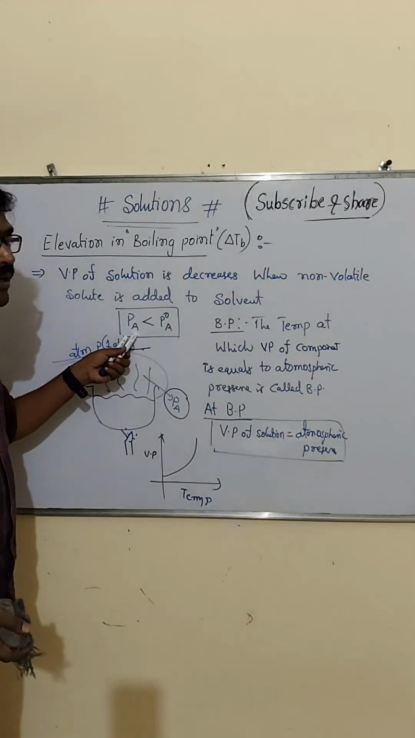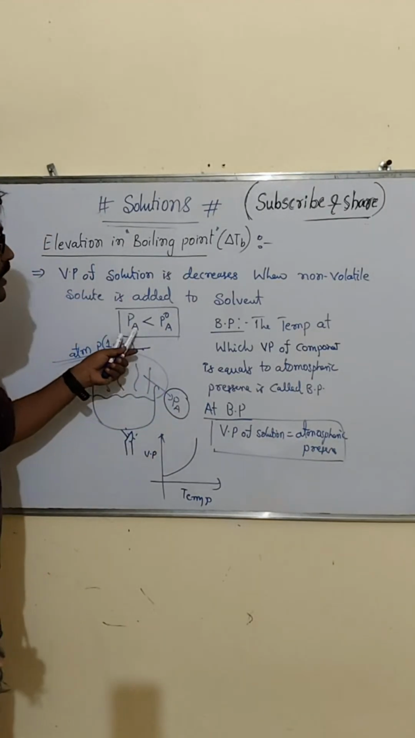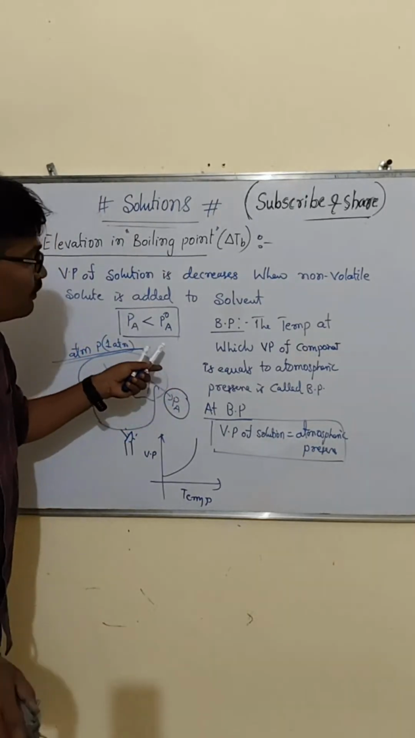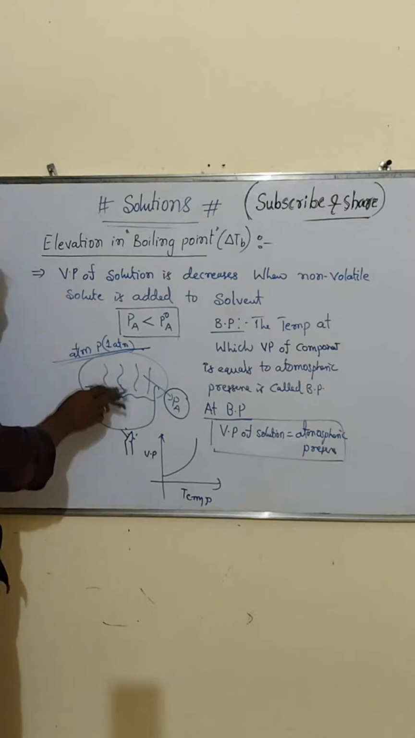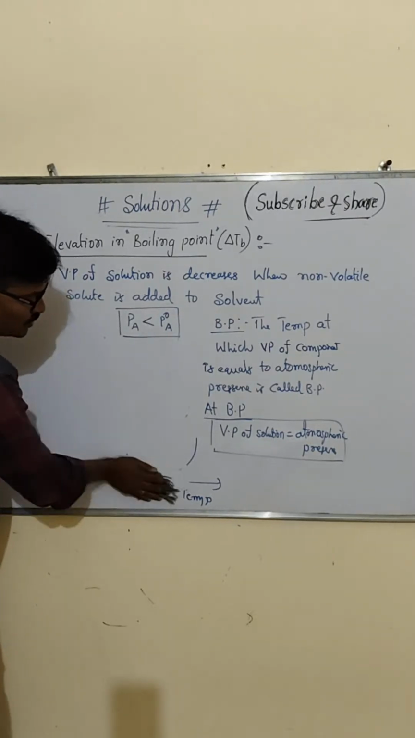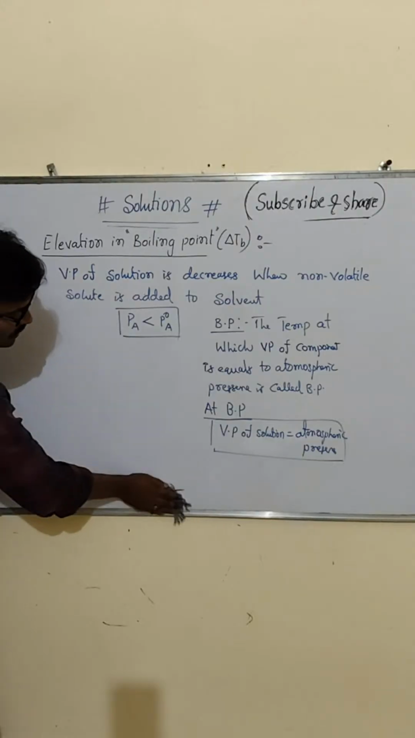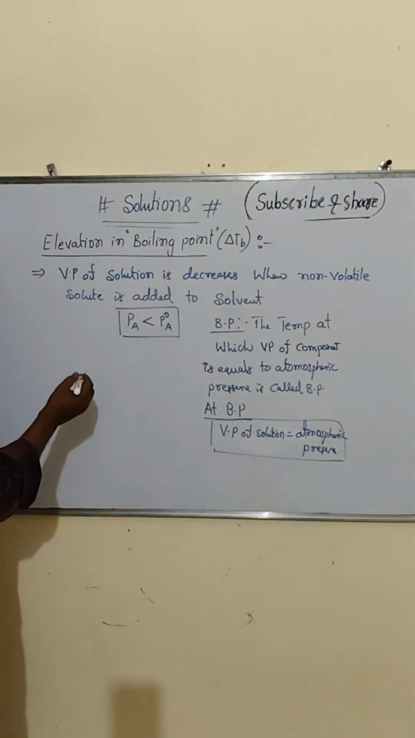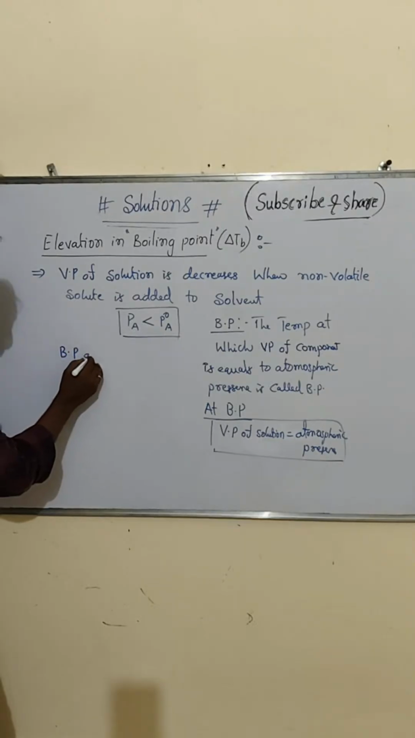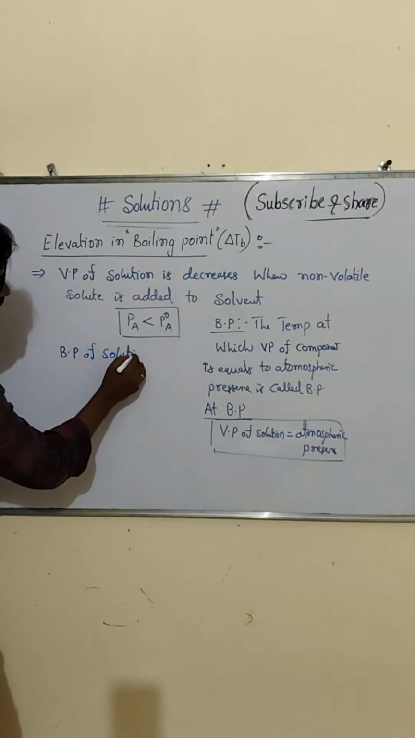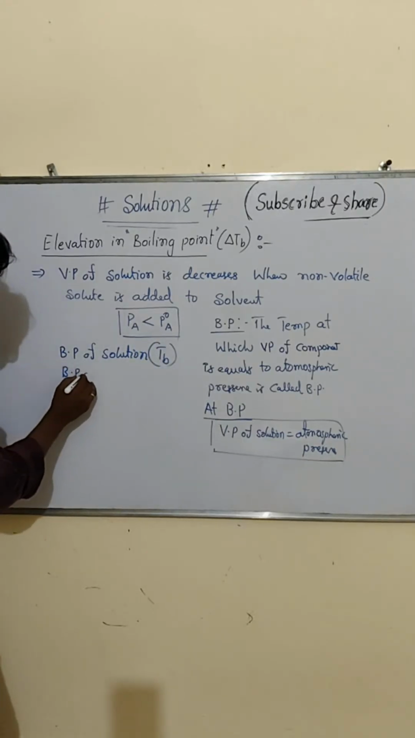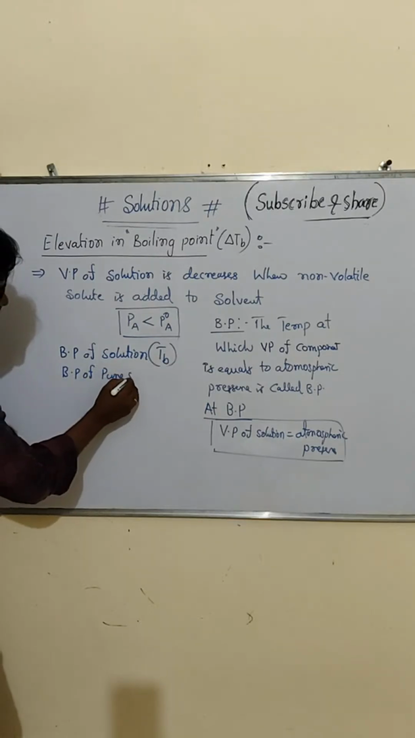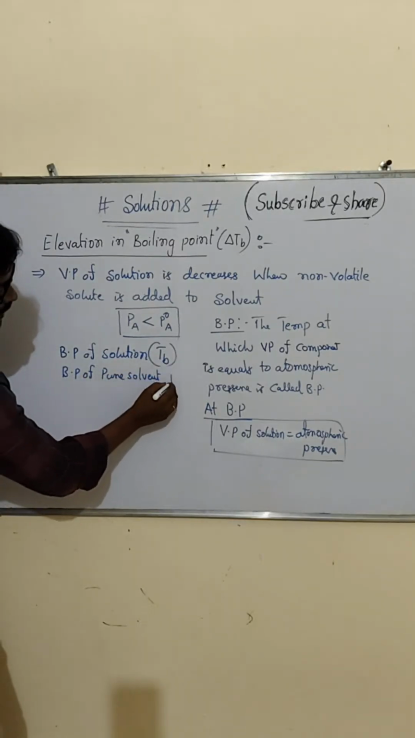So the boiling point of solution is greater than that of the boiling point of pure solvent. Wherever the vapor pressure is less, the boiling point is higher. So remember, my dear students, where the vapor pressure of solution is less, the boiling point of solution is nothing but TB, and the boiling point of pure solvent is nothing but T naught B.